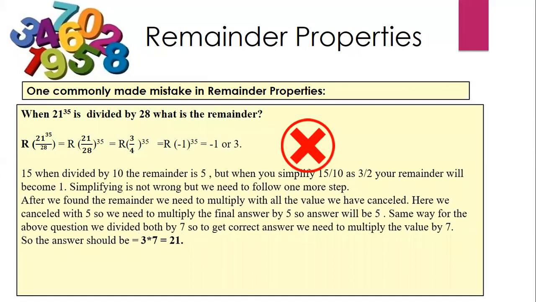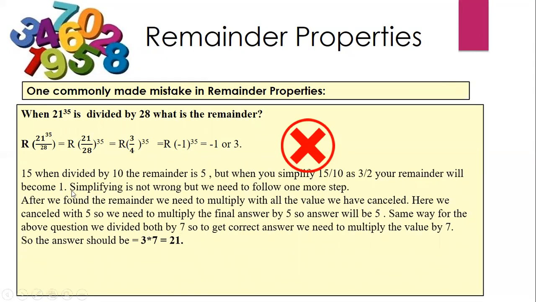because let's consider a number. 15 when divided by 10, what is the remainder? The remainder has to be 5. But when you simplify, what is happening? 15 when divided by 10, you get 3 by 2. So 3 by 2, the remainder is 1. Is 5 and 1 the same?